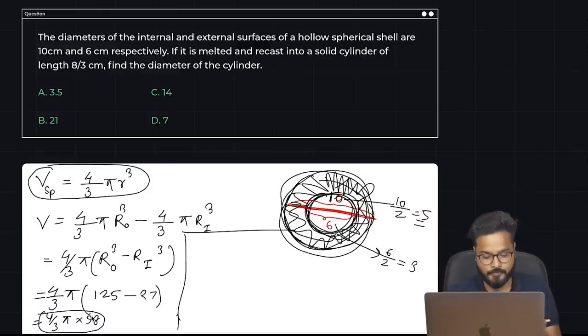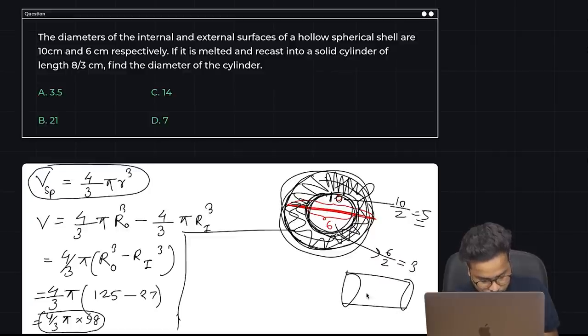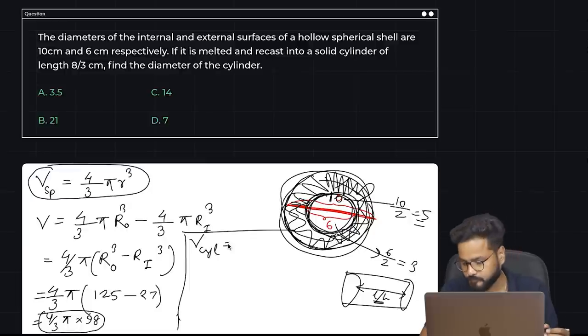This entire metal part is now melted and recast into a solid cylinder of length 8 by 3. When you talk about a cylinder's length, it's basically the height, right? Length or height, whatever you call it. Guys, what is the volume of a cylinder? It's π r square h.